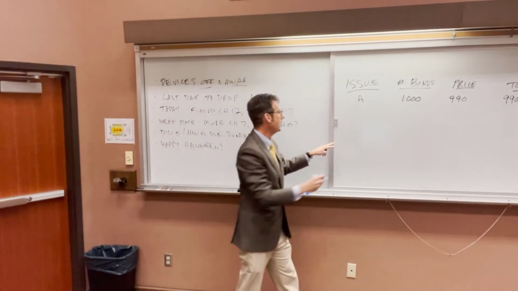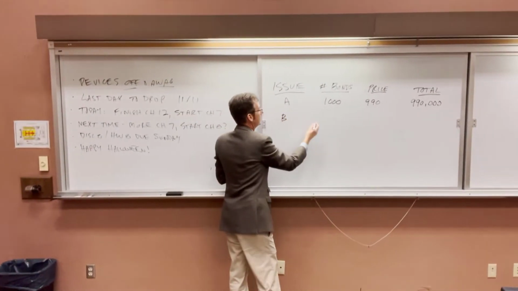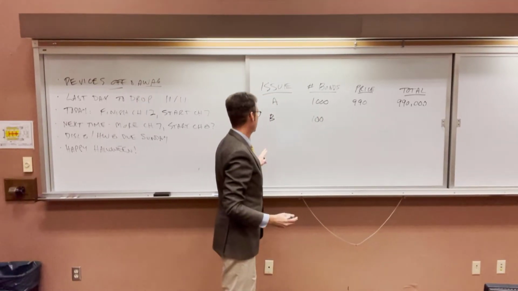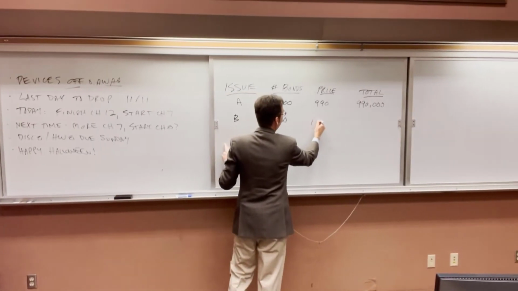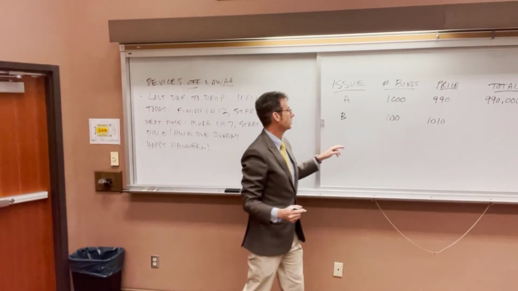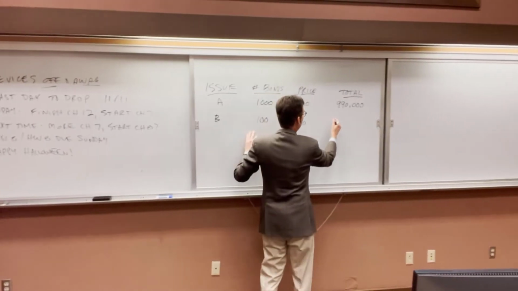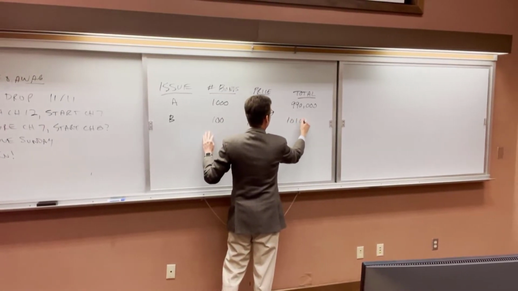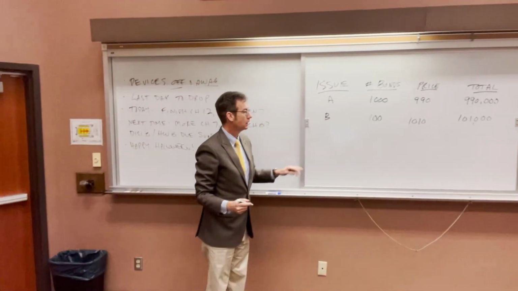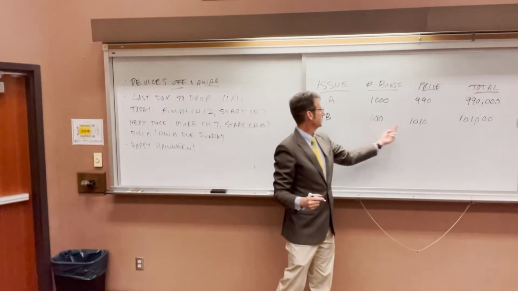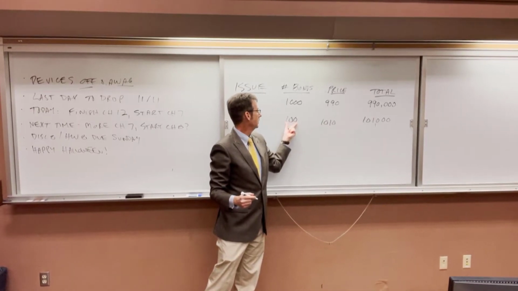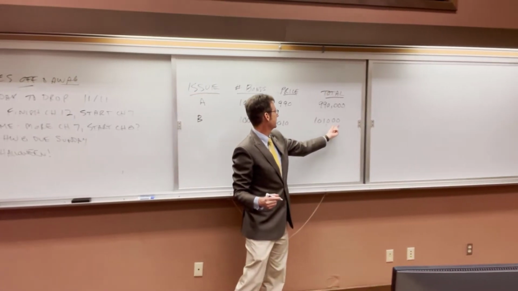Okay. Now, issue B, let's say, just to make the math easy, it's got 100 bonds, and each one of those is selling for $1,010. And so what we end up with here is 101,000. Tell me if I've made a mistake. Should have, what, three zeros there? 101, 100, so I'm just adding two zeros to this thing. There we go.